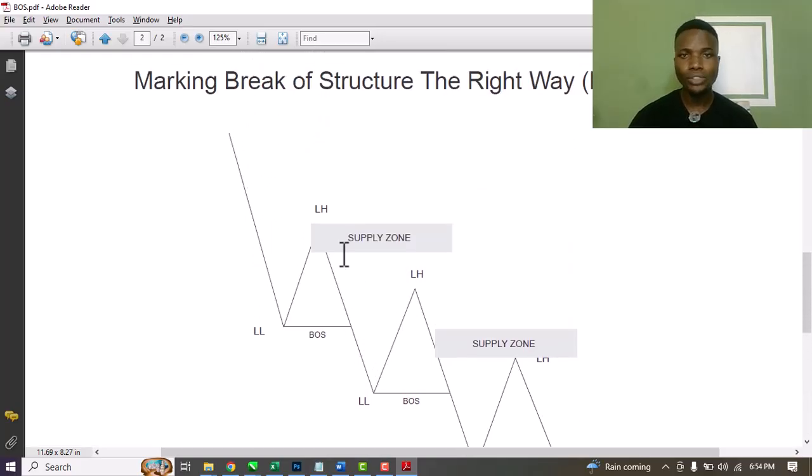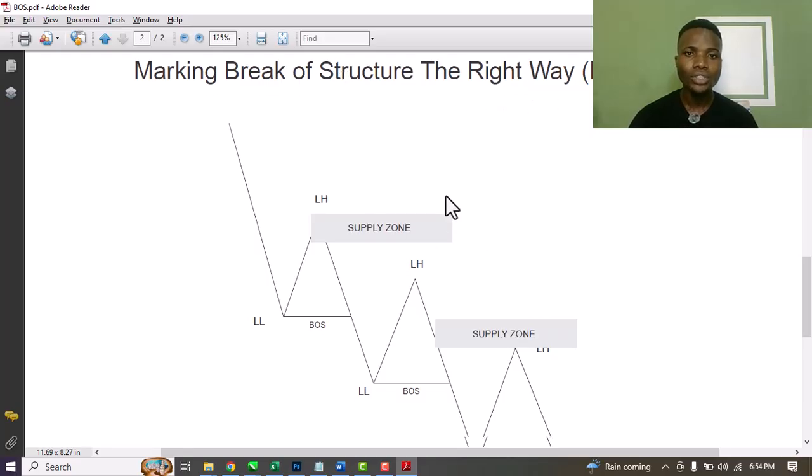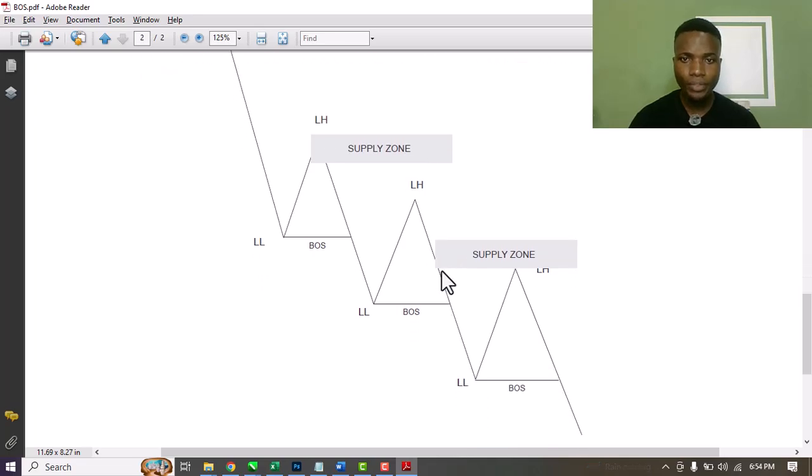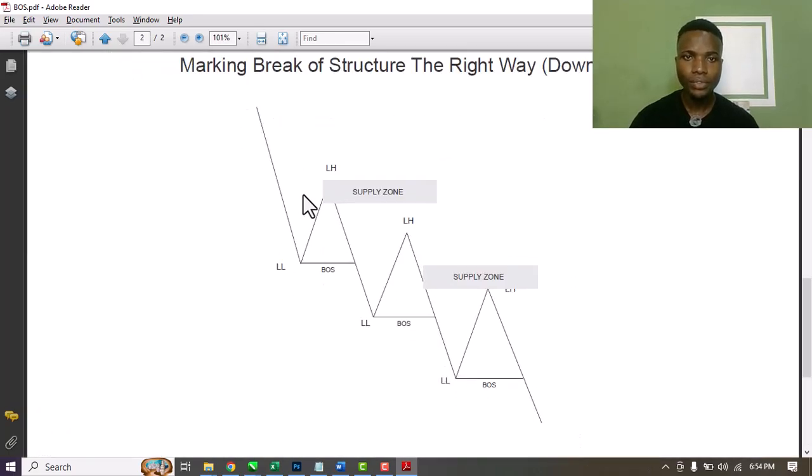Okay, so I'm going to be fast with this. I said marking break of structure the right way, downtrend. So when price is selling, that is what we call downtrend. So when price is selling to the downside, price will be creating a series of lower lows, lower highs. Okay, let me just zoom out. Price will be creating lower low, lower highs, lower low here, lower highs, lower low, lower highs. Then price will continue in that structure.